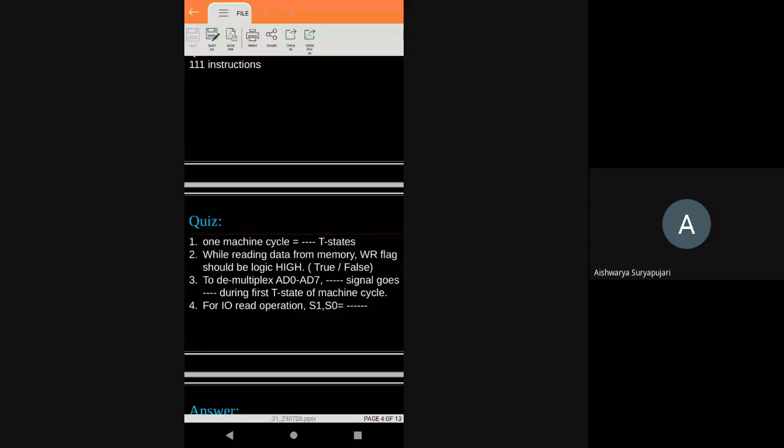For the third question, can I get the answer? Just observe yesterday's timing diagram if you have drawn it, or the PPT if you have gone through it. So definitely you will get the answer for this question. All are just jumping to the fourth one, but no one is trying the third one.